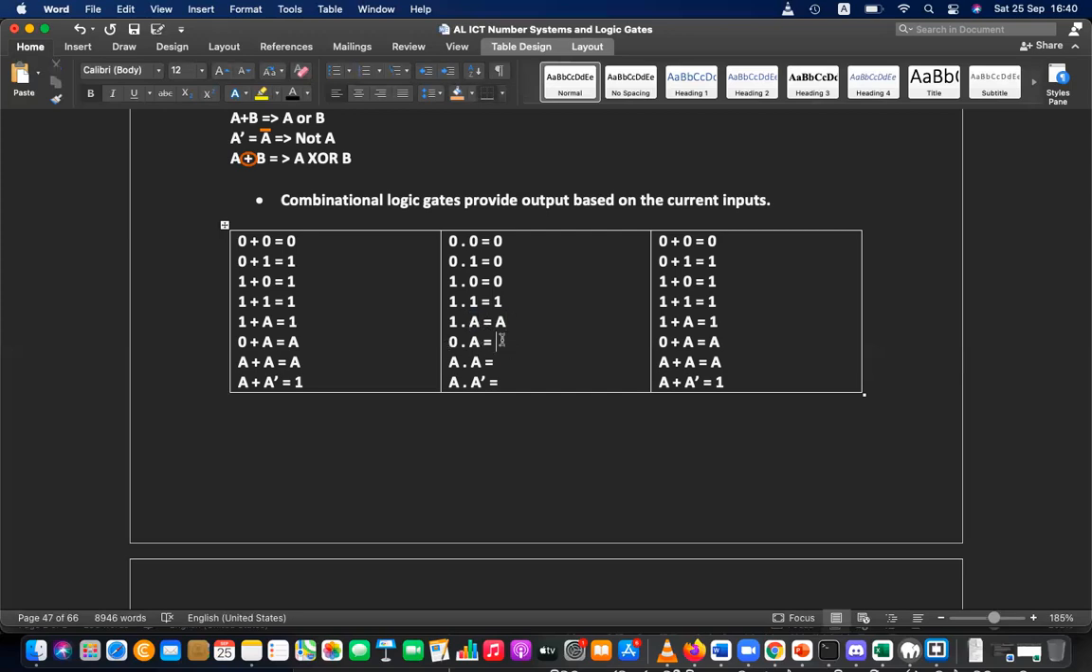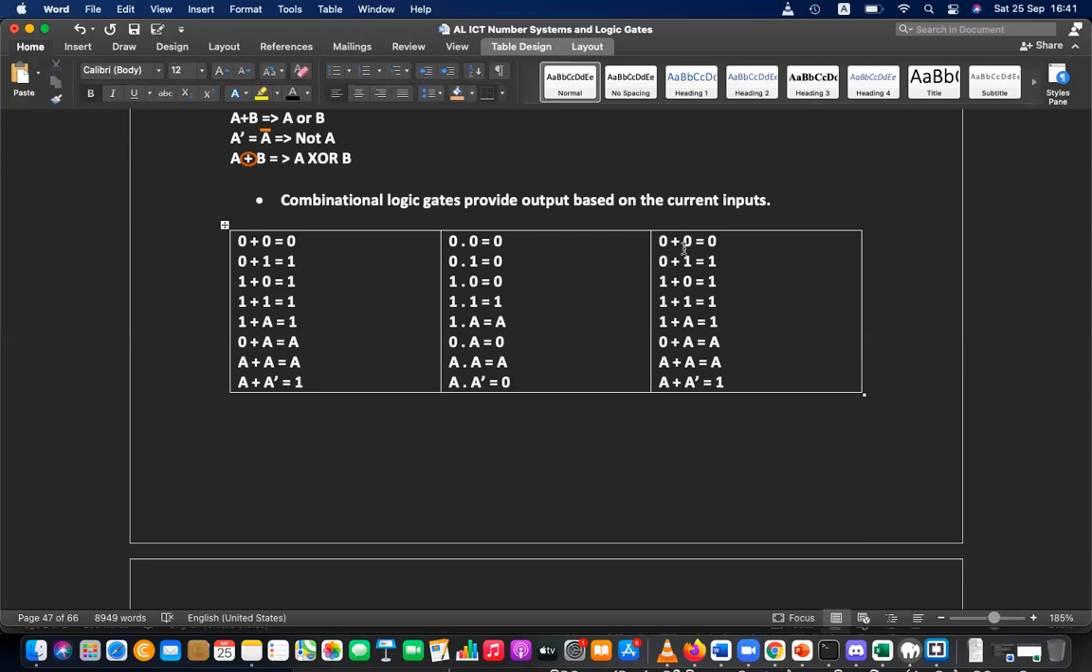0 and A is definitely 0 because the AND gate will not tolerate zeros. A and A is also A because 0, 0 gives 0, and 1, 1 gives 1. A and not A is definitely 0. Why? If A is 1, A not will become 0. If A is 0, A not will become 1. So those are the possibilities. Either this one or this one will be 0. Therefore, the output will be 0.